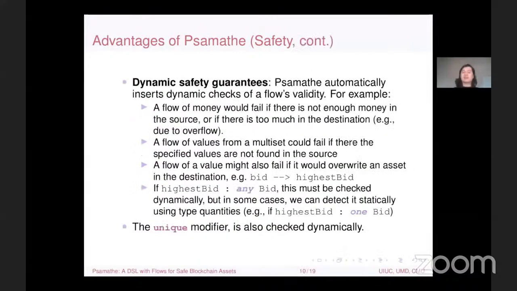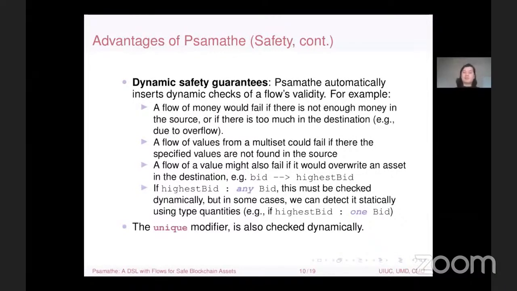There's also a number of dynamic safety guarantees that Smouthy can give us. Smouthy will automatically insert dynamic checks of a flow's validity. For example, if we're flowing money, a flow of money might fail if there's not enough money in the source or if there's too much in the destination. For example, due to overflow, because U256 is only a finite max size.